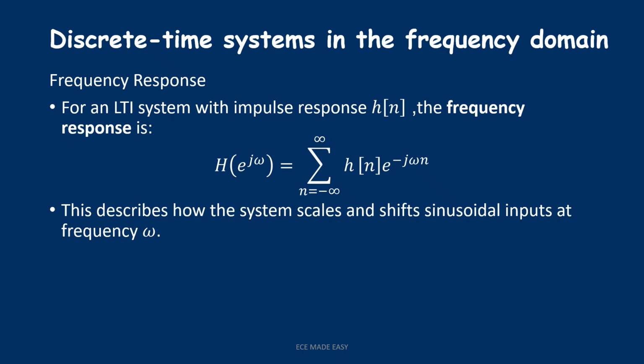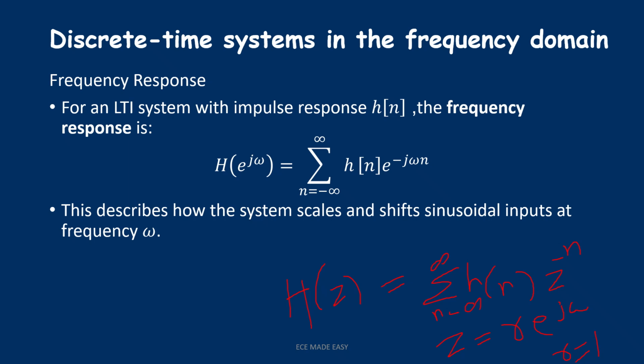As we know, H of z is generally given by summation n equal to minus infinity to infinity h of n z to the power minus n. And we can substitute z equal to r e to the power j omega, and for r equal to 1, we get this equation. So we can write H of e to the power j omega is equal to summation n equal to minus infinity to infinity h of n e to the power minus j omega n. This equation represents the frequency domain nature of a discrete system.